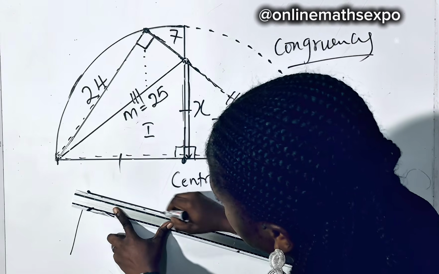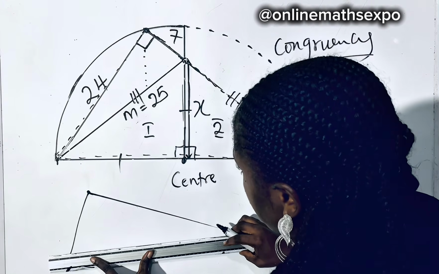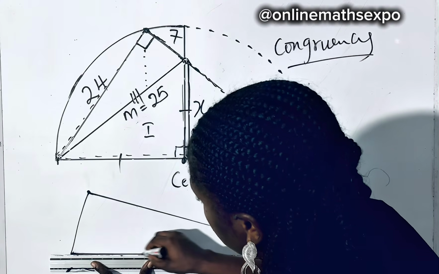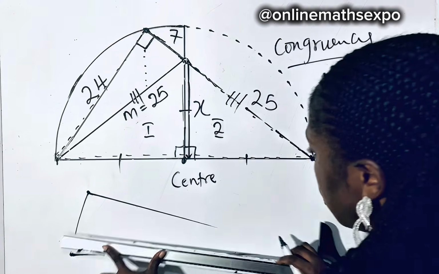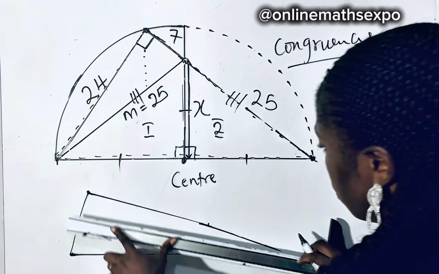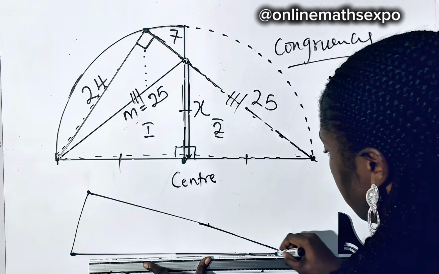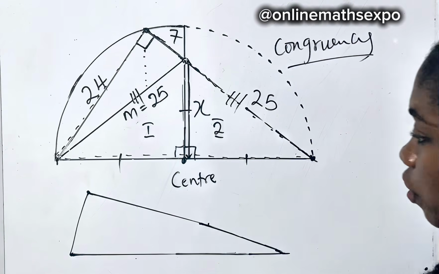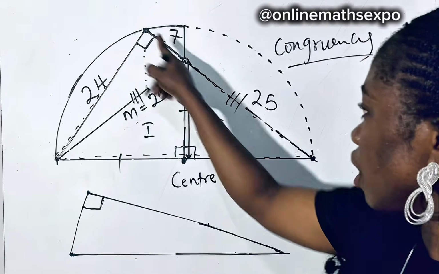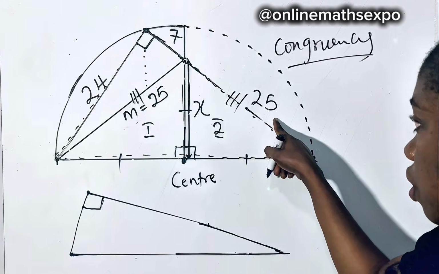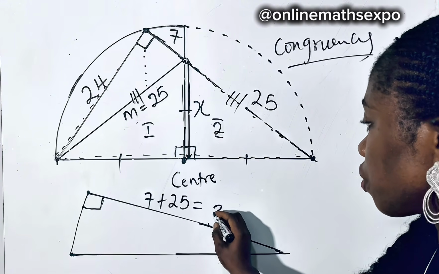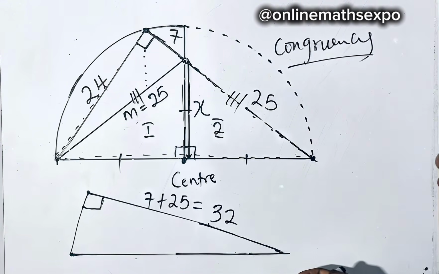So this is what we have. So we join it gradually. So this is what we have, and its right angles here. From here to here is 7 plus 25. So we have 7 plus 25. And if you add this, it gives you 32. So this length is 32 units.